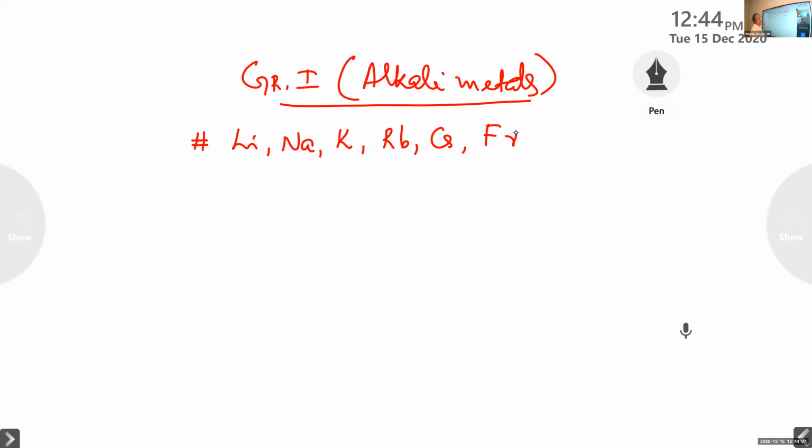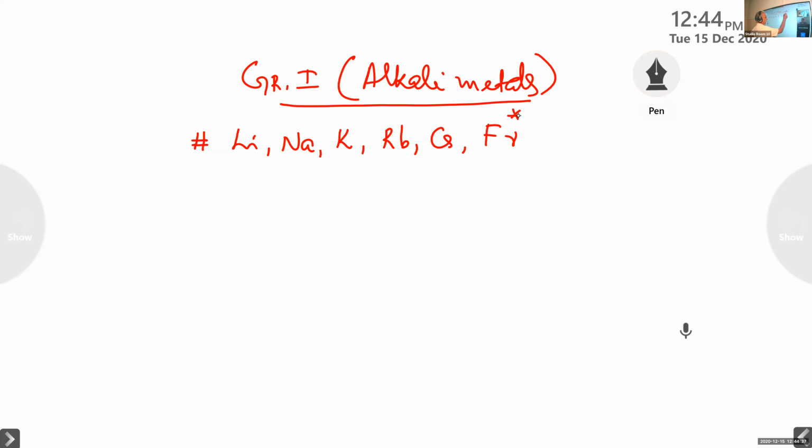And the soluble bases, hydroxides, are alkalis. So they can form alkali, and therefore these elements are called alkali metals. So alkali metals are group 1. They are lithium, sodium, potassium, rubidium, cesium, and francium. Among these, francium is a radioactive element.